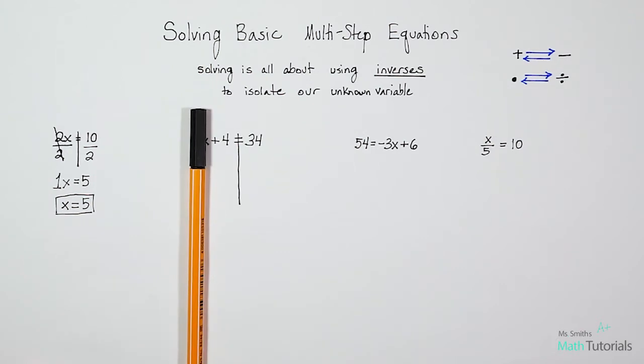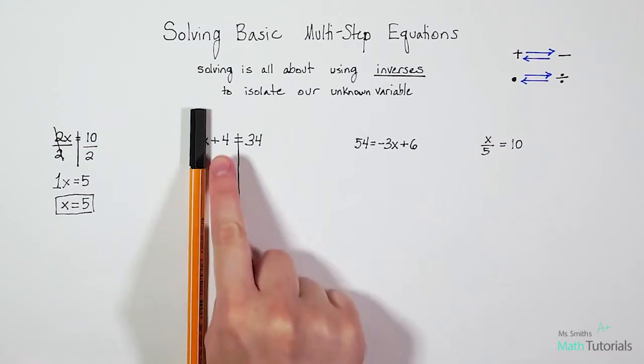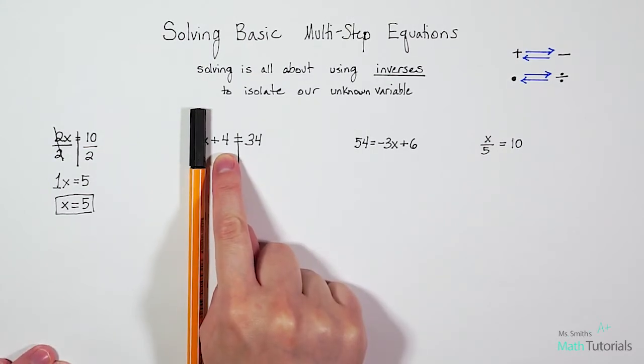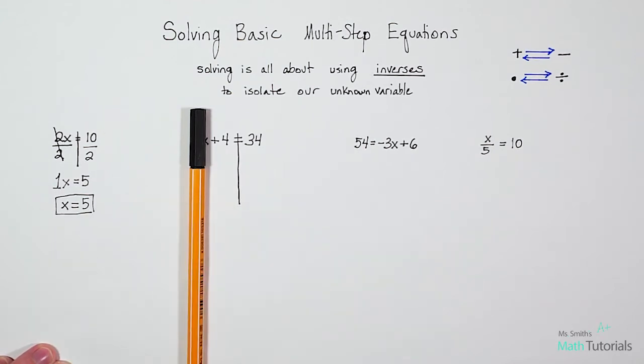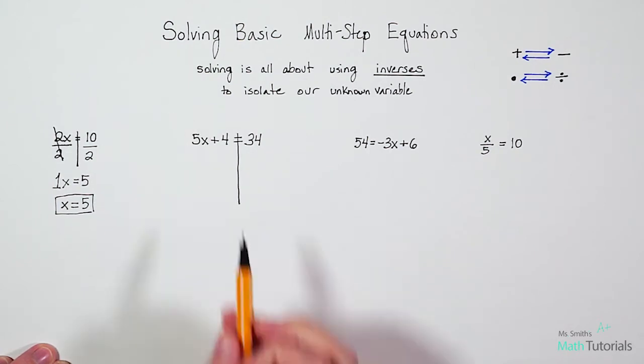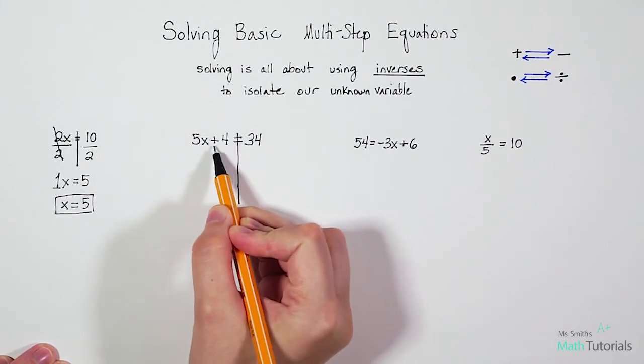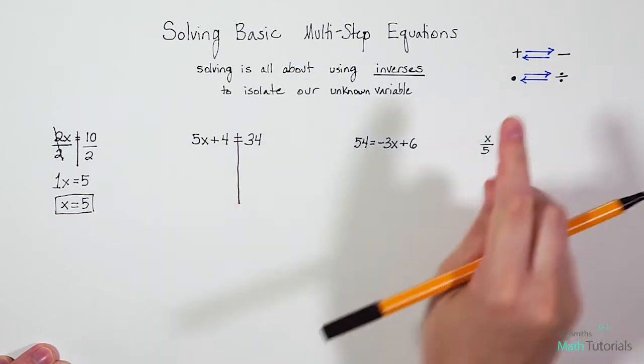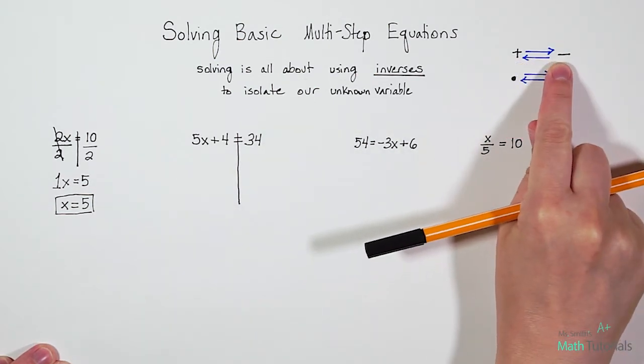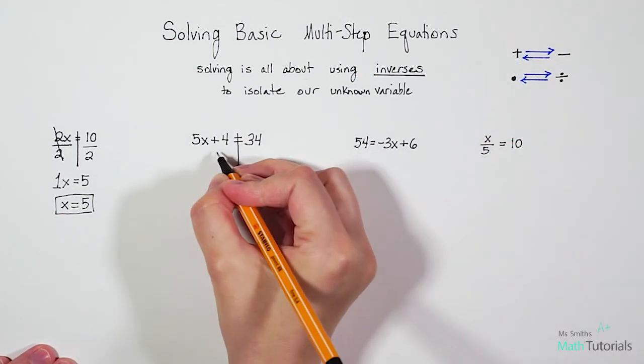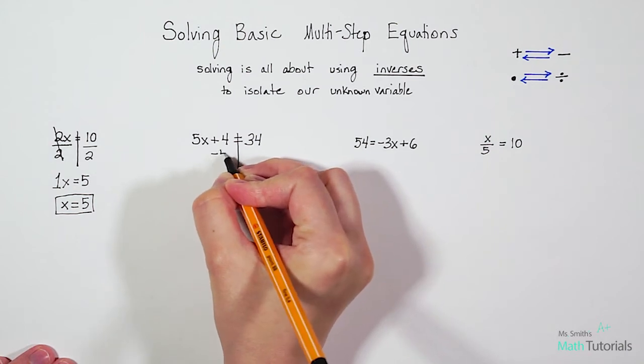Are they alone on their side of the wall? No. We've got this +4 here this time. So we need to take care of that +4 before we worry about dividing out that 5. So how can I get rid of the 4? Well, right now it's a +4. So what's the opposite of plus? Minus. So we can minus 4 here.